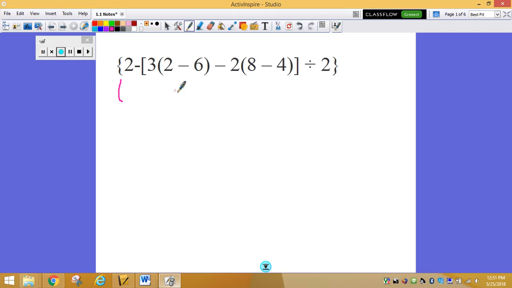So let's go back here. We'd do parentheses. We would do 2 minus. Now I got another bracket. So instead of that, I'm going to put a parentheses. Then I'd do 3 and another parentheses, and I would do 2 minus 6. Close that parentheses, then a minus 2, parentheses, 8 minus 4, close parentheses, instead of a bracket, do another parentheses, divided by 2, and end with one more parentheses.